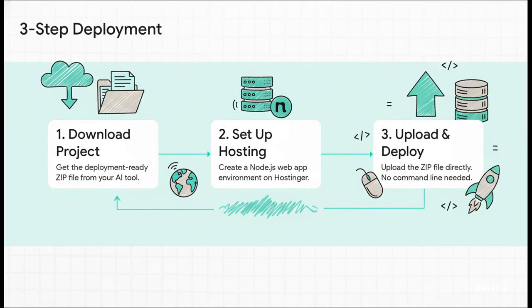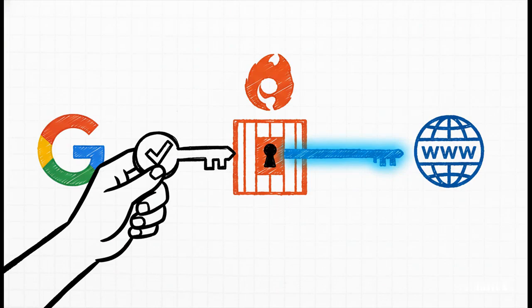This approach basically boils deployment down to 3 simple steps. 1, you download the project as a zip file from your AI tool. 2, you pick a Node.js plan on Hostinger. And 3, you just upload that zip file. That's it. No command line, no complicated server stuff. Just upload and go.